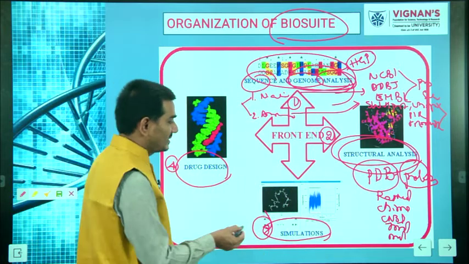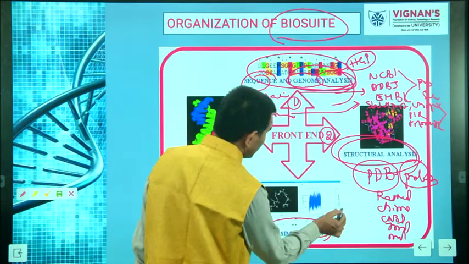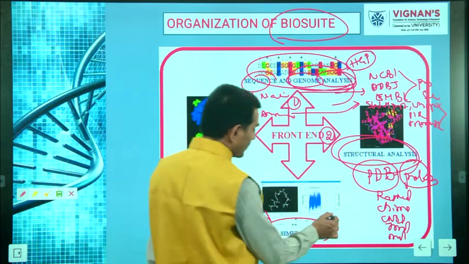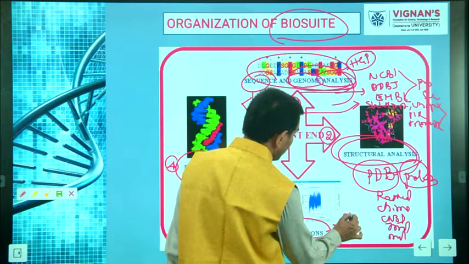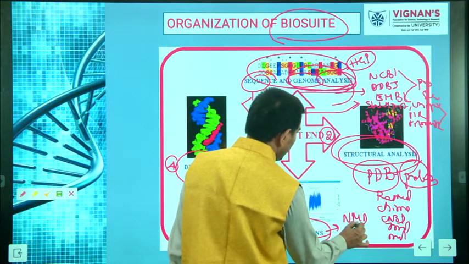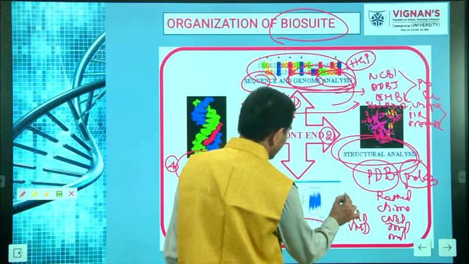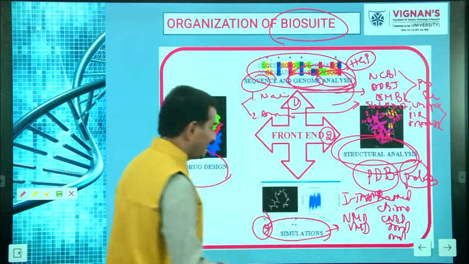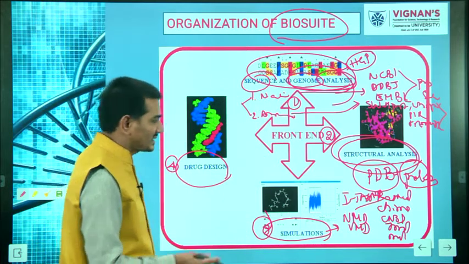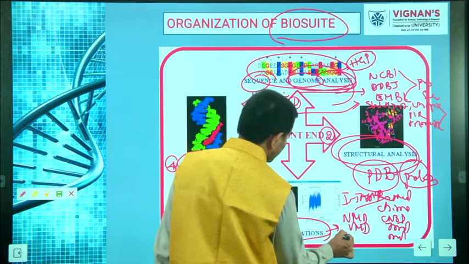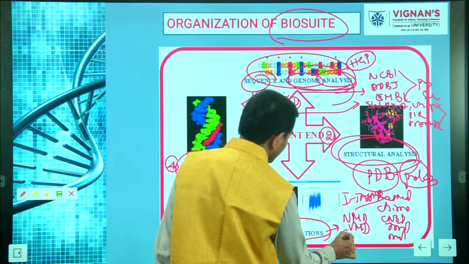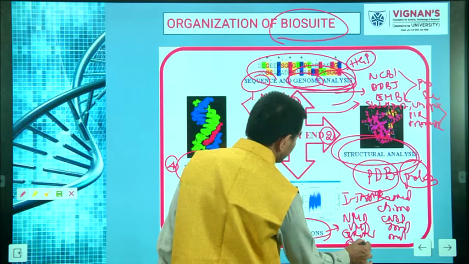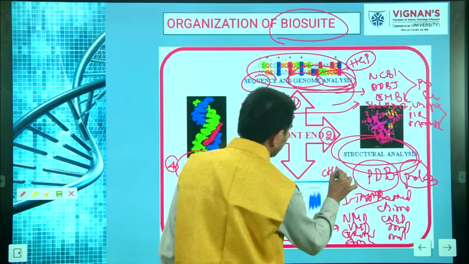And the next thing is the simulations. Here we have tools for carrying out simulations, where we have NAMD, VMD, and other tools, and we have I-TASSER, which is used for homology modeling, and later you can go for simulation studies. And here we focus on energy minimization, where we have energy minimization tools like GROMACS, AMBER, and CHARMM, right?